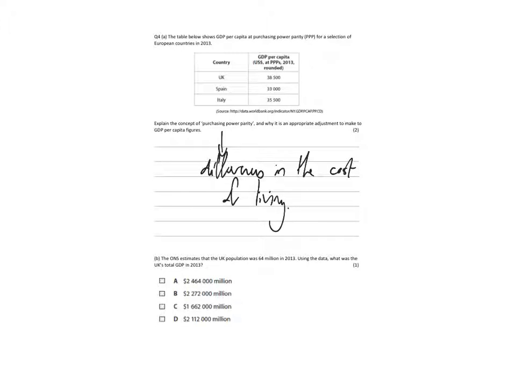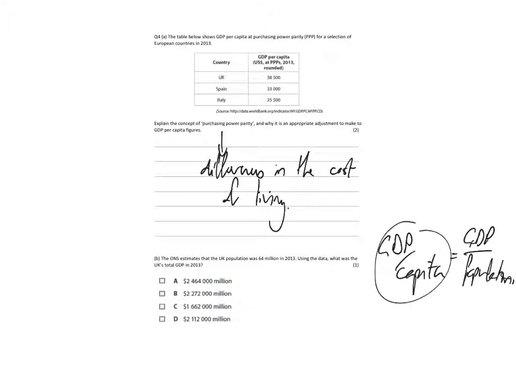Question B was done reasonably well. I don't think we had too many problems with this. The UK population was set at 64 million, and we need to work out what the total GDP is. Well, the GDP per capita is simply the GDP of a country over its population. Well, we've got that value in the table above for the UK, and now we've got the value there for population of 64 million, and multiplying those together we end up with answer A.